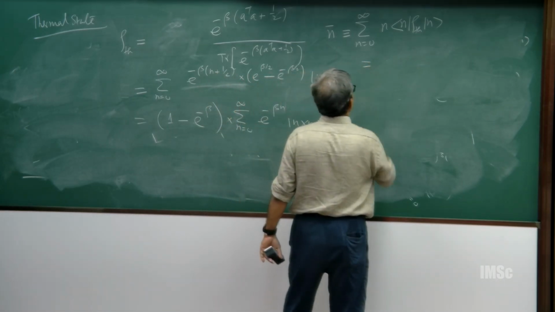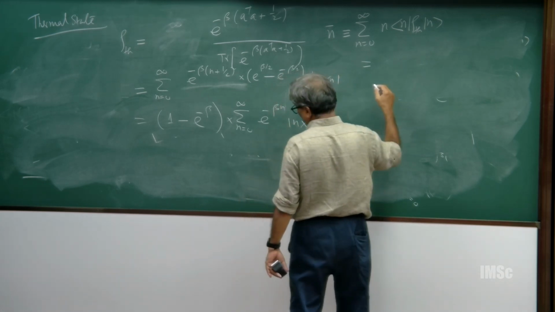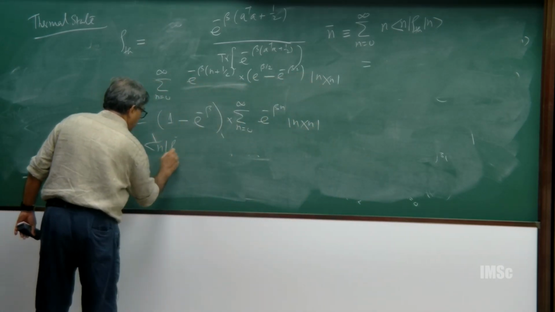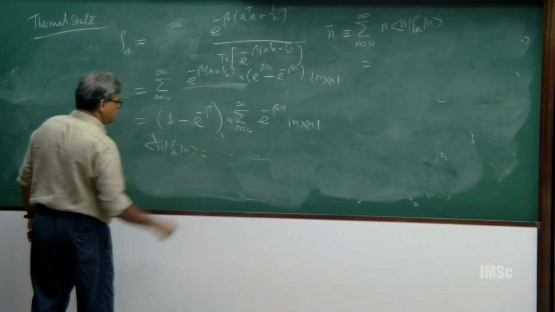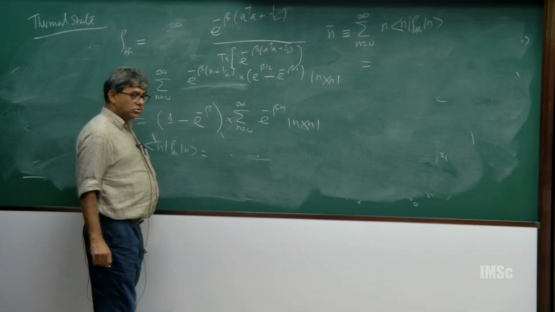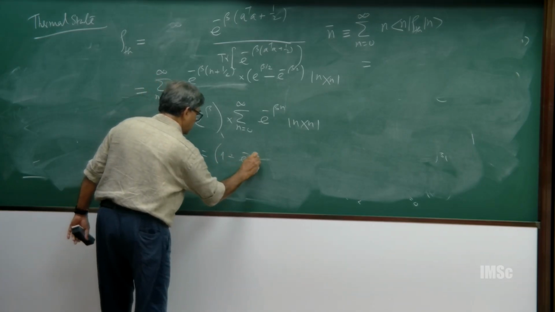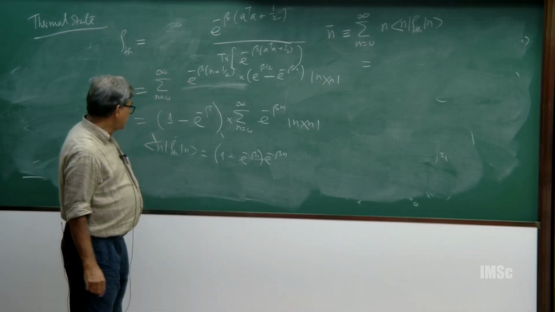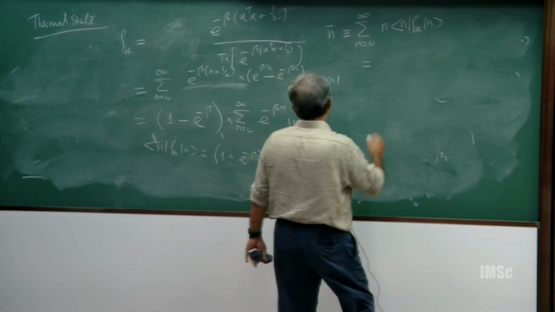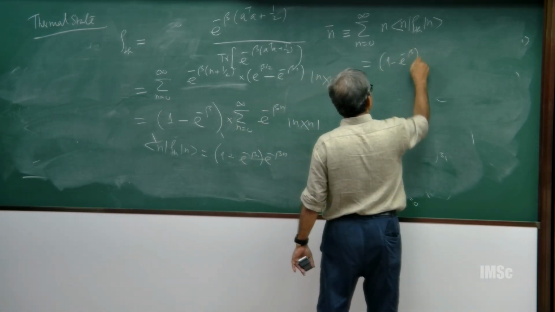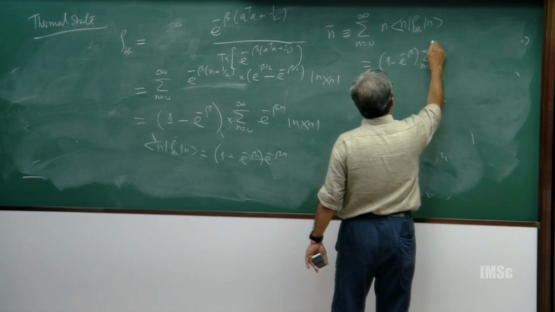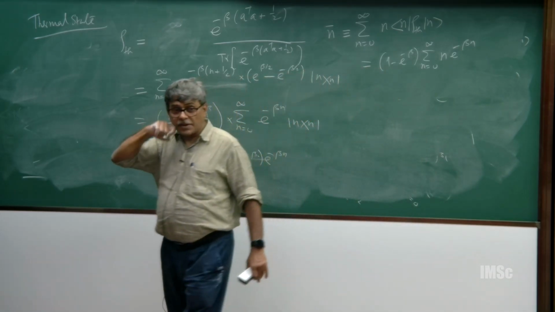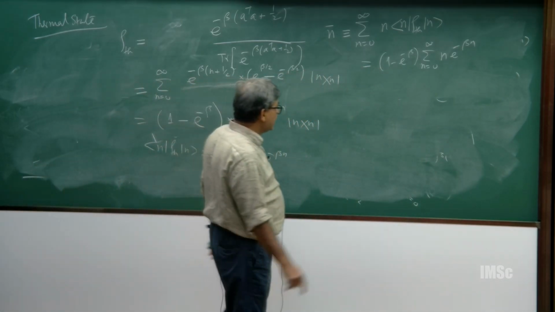So, now you can tell me what this will be. What is your n rho thermal n from here? 1 minus e to the power minus beta times e to the power minus beta n, right? Okay. Yes. So, therefore, this is 1 minus e to the power minus beta, sum over n equal to 0 to infinity of n e to the power minus beta n, right. And what is this quantity?